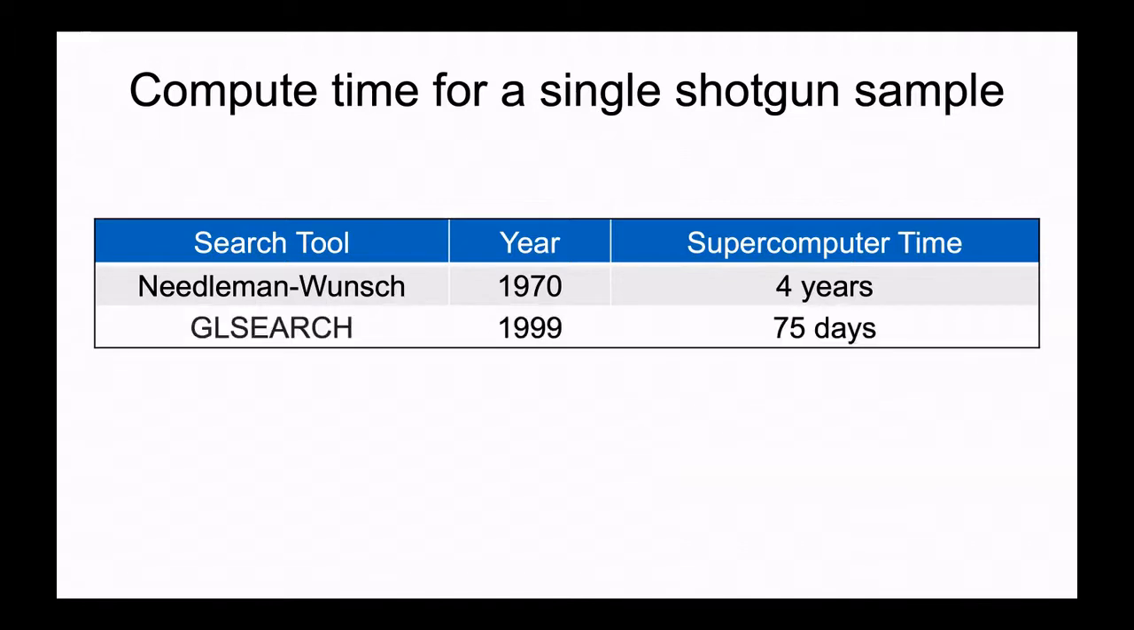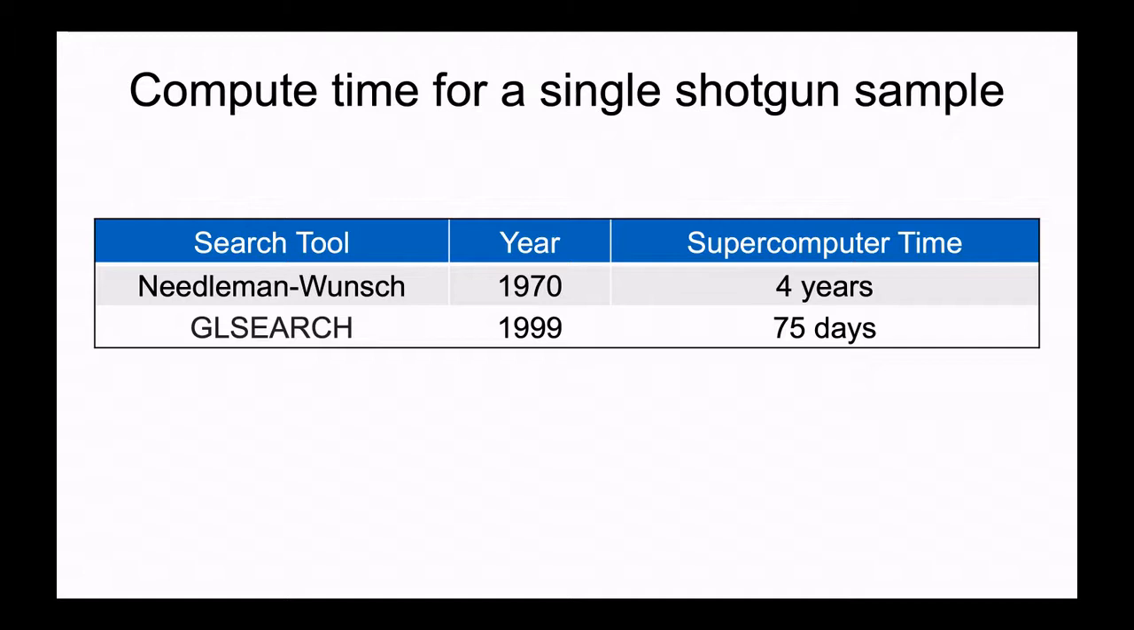There have been efforts to speed this up over the last few decades, and some of them have been quite good at parallelizing different parts of it, including, this is one of the leading ones, GLSearch, which is part of the FASTA toolkit, which had an extraordinary speed up, got the speed down to about 75 days. But this is on a supercomputer, so still too slow to actually run on a real data set.